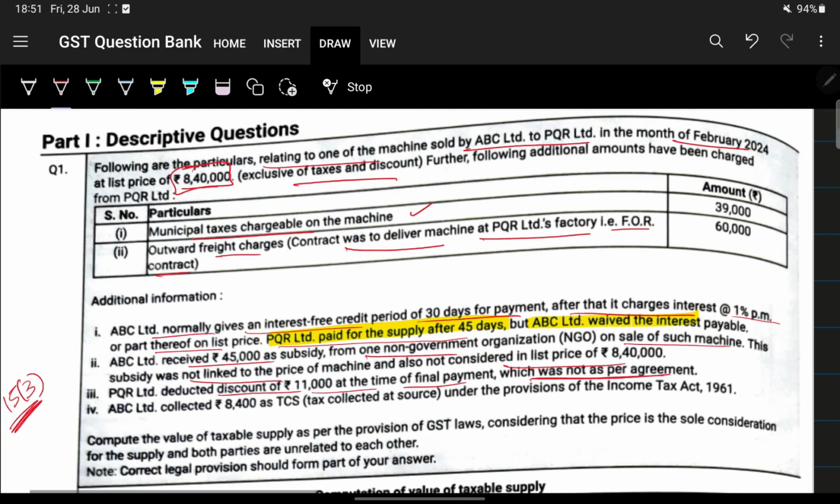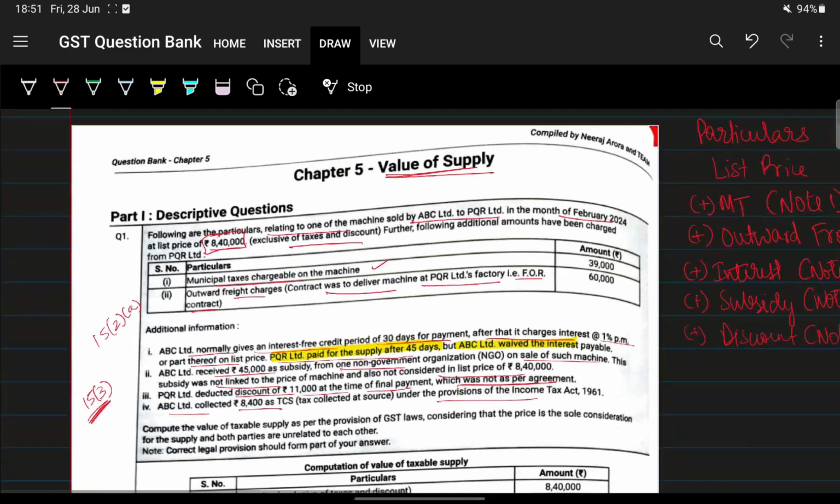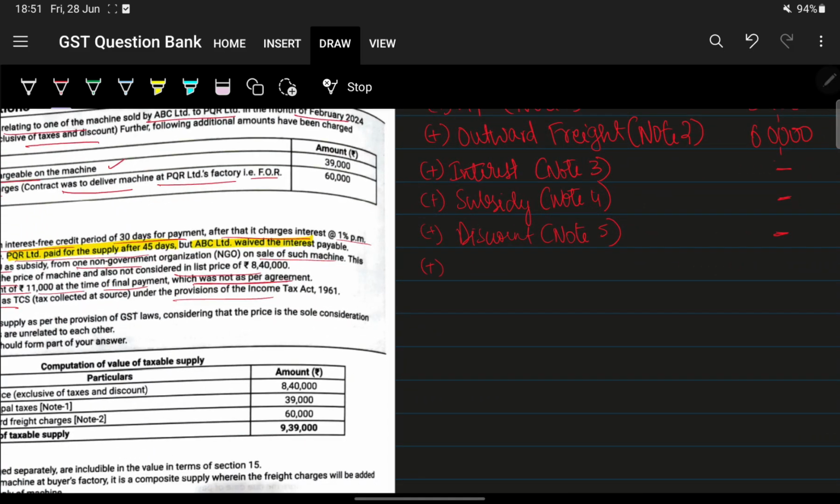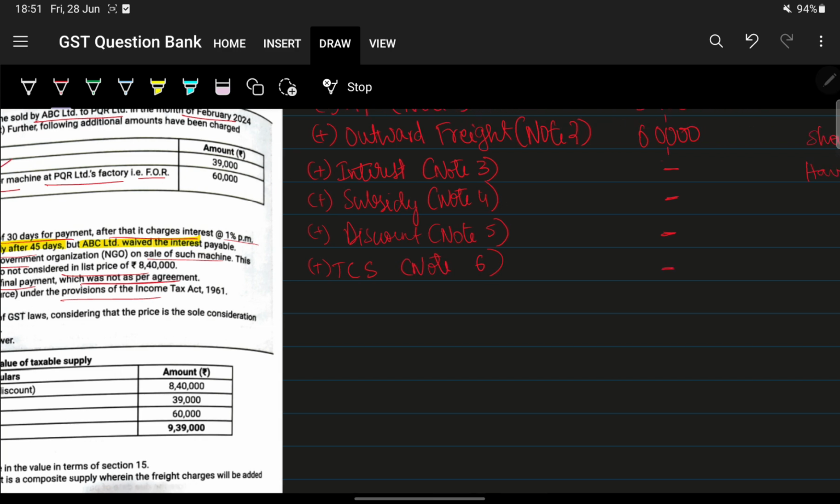ABC Limited collected 8,400 as TCS as per the provisions. The amount collected as TCS and GST are not to be added to the value of supply, as per section 15 subsection 2 clause A. Meaning any tax other than GST and TCS is to be included, so GST and TCS are not to be included. Since it is excluded by that particular clause, we will not be taking it into consideration. Again we'll put plus TCS, note number 6, and we won't add it here. We'll just put a dash again.